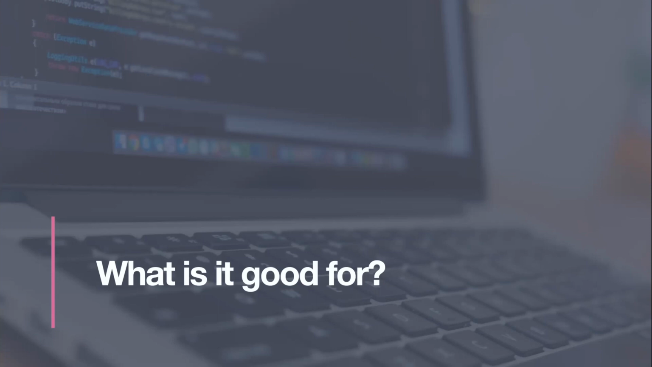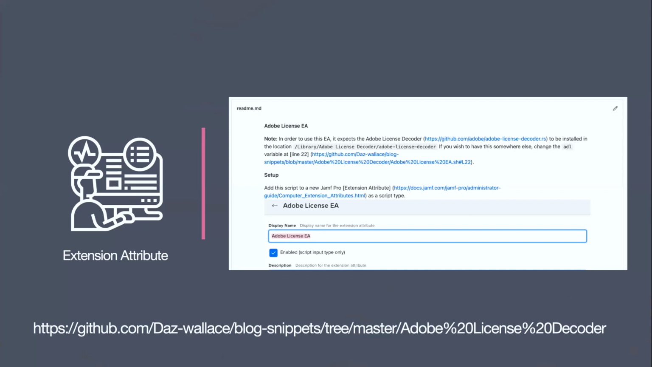For your Jamf admins out there, I've also knocked up an extension attribute that can use the ALD to give you this information from your devices. You can find that at the link above or as shown here. In that README, I've got some nice documentation over what location the ALD tool is expected to be installed into, what the outputs are, all that kind of good stuff. So hopefully that'll be useful.